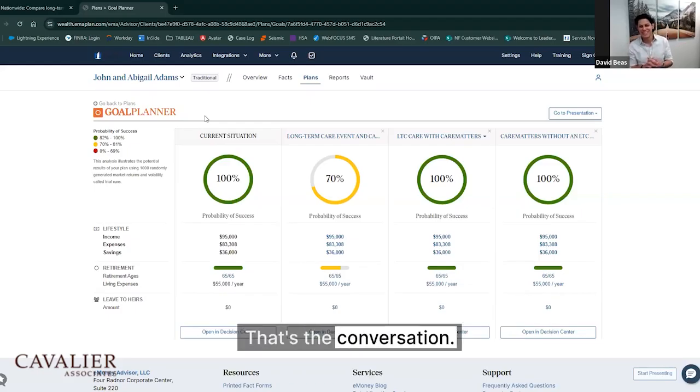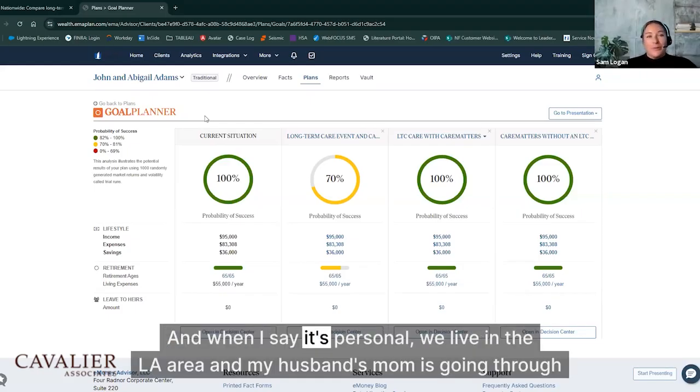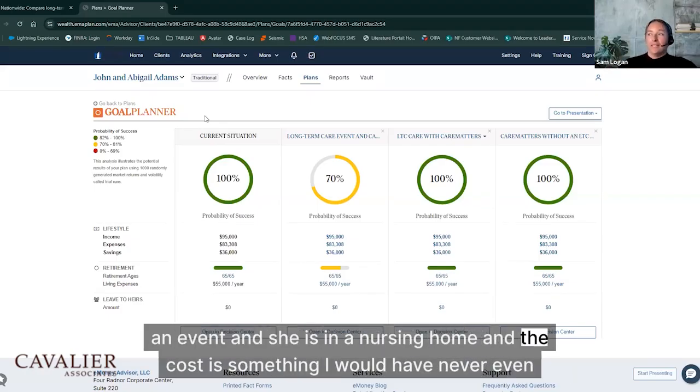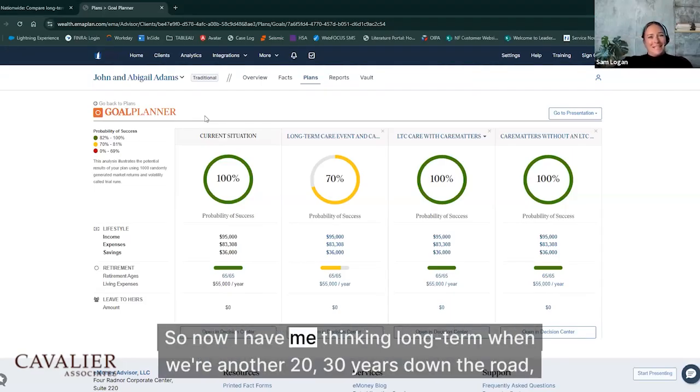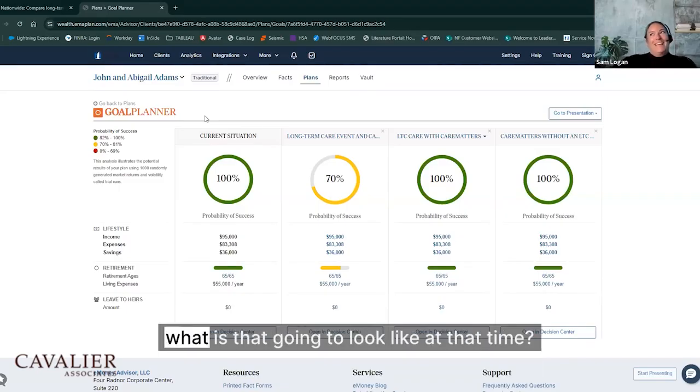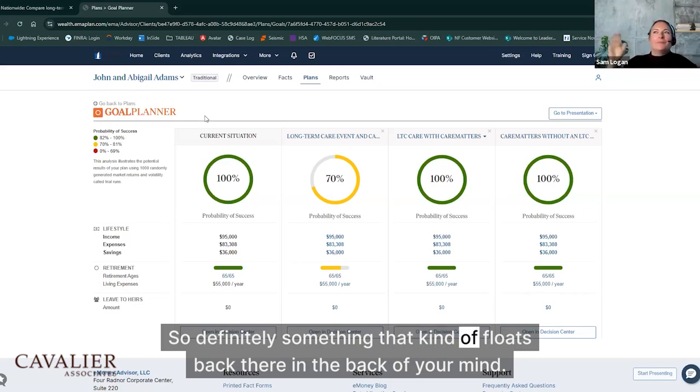It's a conversation. And when I say it's personal, we live in the LA area, and my husband's mom is going through an event, and she is in a nursing home, and the cost is something I would have never even dreamed of, and that's in 2025. So now it has me thinking long term, when we're another 20, 30 years down the road, what is that going to look like at that time? So definitely something that floats back there in the back of your mind.